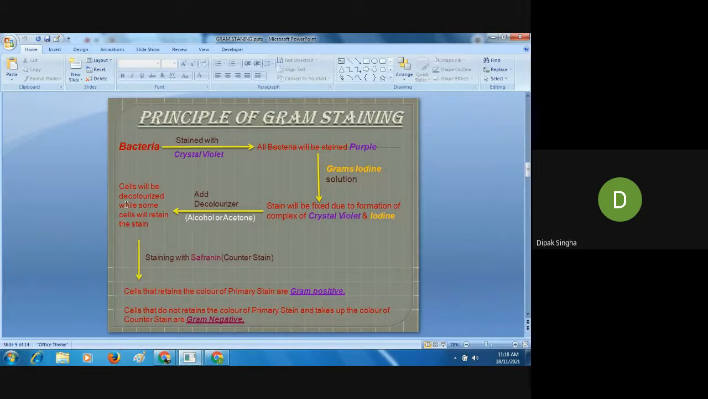But in gram negative bacteria, the cell wall is composed basically of an outer covering of lipopolysaccharide. Most of the lipopolysaccharide is lipid in nature, and that lipid is dissolved by alcohol, because lipid is soluble in alcohol or acetone. So the outer lipid portion is dissolved, then the thin peptidoglycan reacts with the safranin dye, and that's why red color is produced. So you can confirm it is a gram negative bacteria. So many questions will come from these slides for interviews or competitive exams.